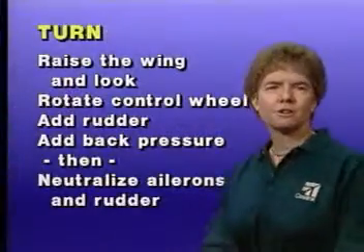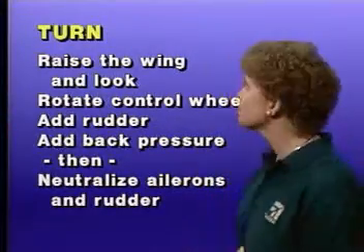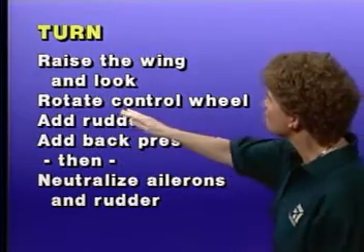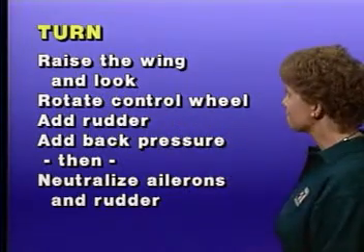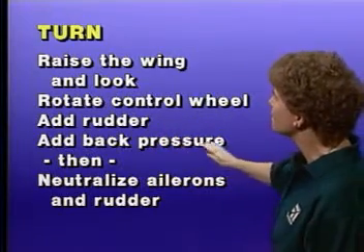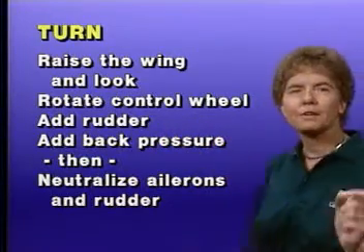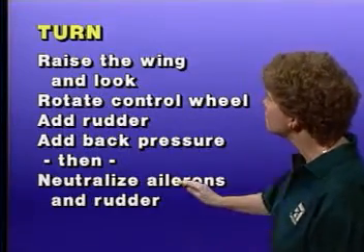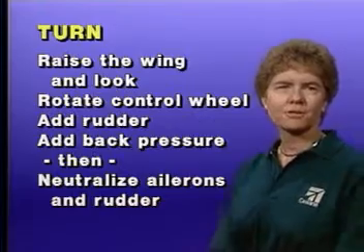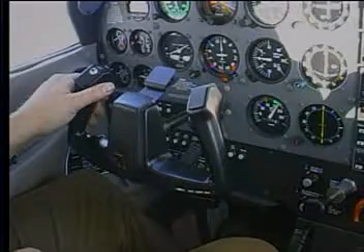So to start a turn, what you do is raise the wing on the side that you're going to be turning and look for traffic. Rotate the control wheel in that direction, add some rudder for the same side, and add a little bit of back pressure. And then when the bank angle is established, neutralize the ailerons and rudder, and the airplane will keep turning. So how do you stop the turn?